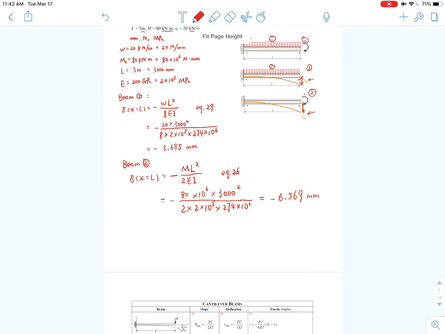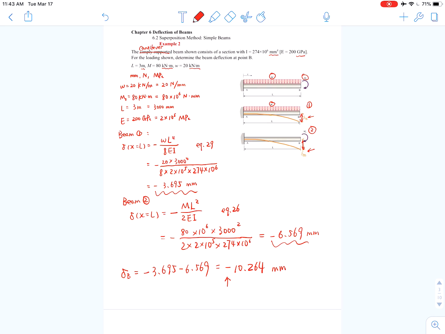Okay, the final result, deflection at the point B can be calculated by summing them together. Sum these two values together. Here is the first value, second value. It equals negative 3.695 minus 6.569. And that is negative 10.264 millimeter. And the negative sign here denotes that this deflection is downward.